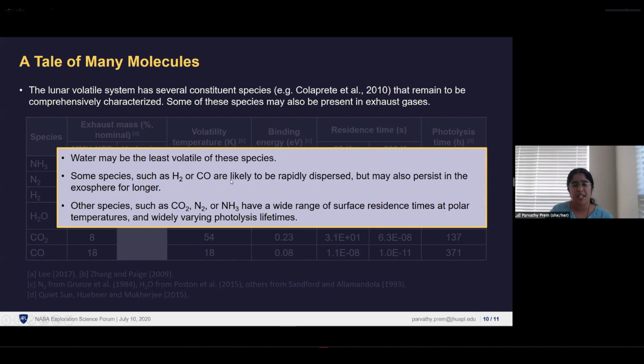Some of the more volatile species like H2 or CO are likely to disperse fairly rapidly, but they also happen to have fairly long lifetimes against photolysis, and they may persist for longer. Others, such as CO2, N2, and NH3, are somewhere in between. They have a range of residence times and a range of photo lifetimes.